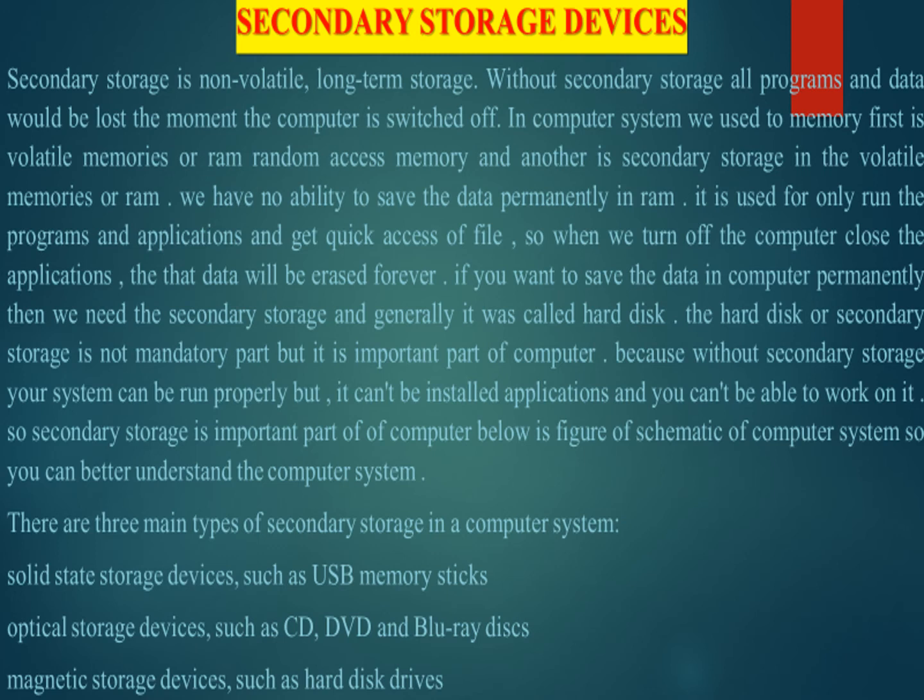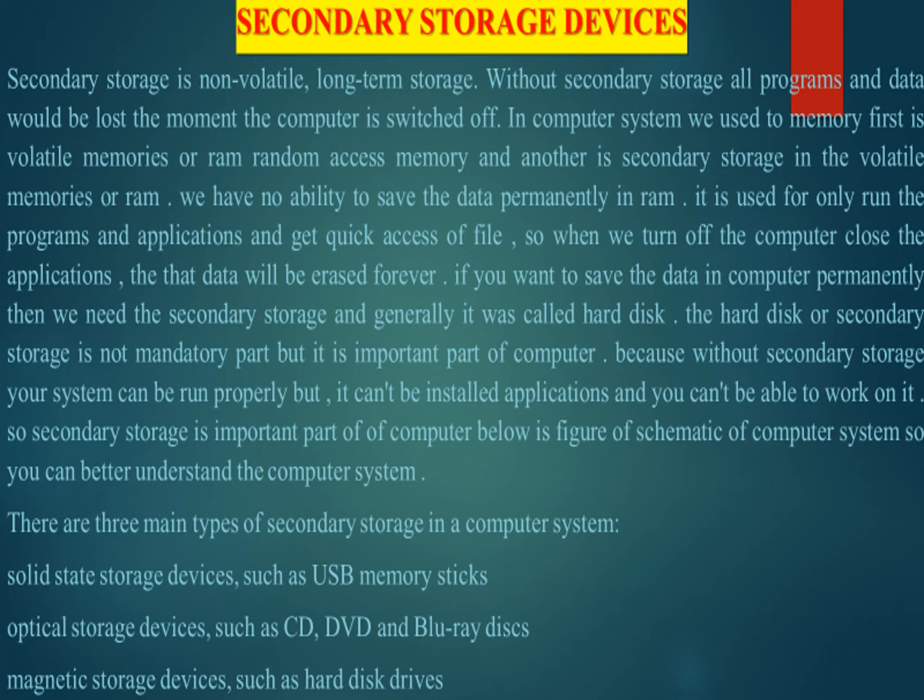If you want to save the data in the computer permanently, then we need the secondary storage, and generally it is called the hard disk. The hard disk or secondary storage is not a mandatory part, but it is an important part of a computer, because without secondary storage, your system can run properly, but you cannot install applications and you cannot work on it. So secondary storage is an important part of a computer. Below is a schematic figure of computer systems, so you can better understand them.